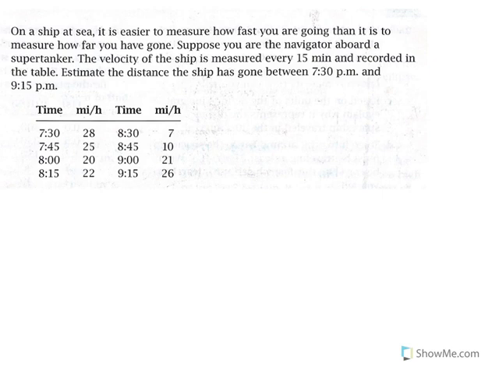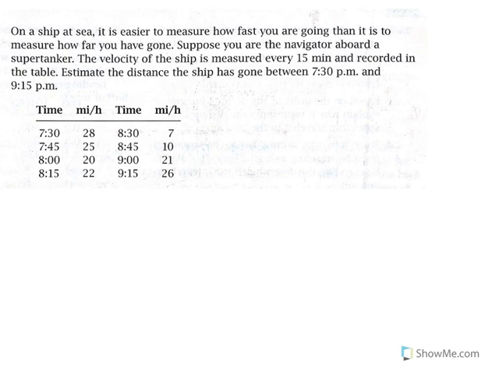This is example 2 from the textbook, and it states, on a ship at sea, it is easier to measure how fast you are going than it is to measure how far you have gone. Well, you're in the middle of the ocean, and you don't really have visual markers that you can use to determine how far you've gone. So it is easier to measure how fast you're going than it is to measure how far you've gone.